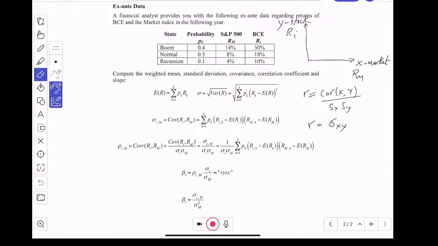I don't know why I can't erase that. And then this would be the standard deviation of each of those. How's that? Comments? So this is historical data or ex post. This is for ex ante.